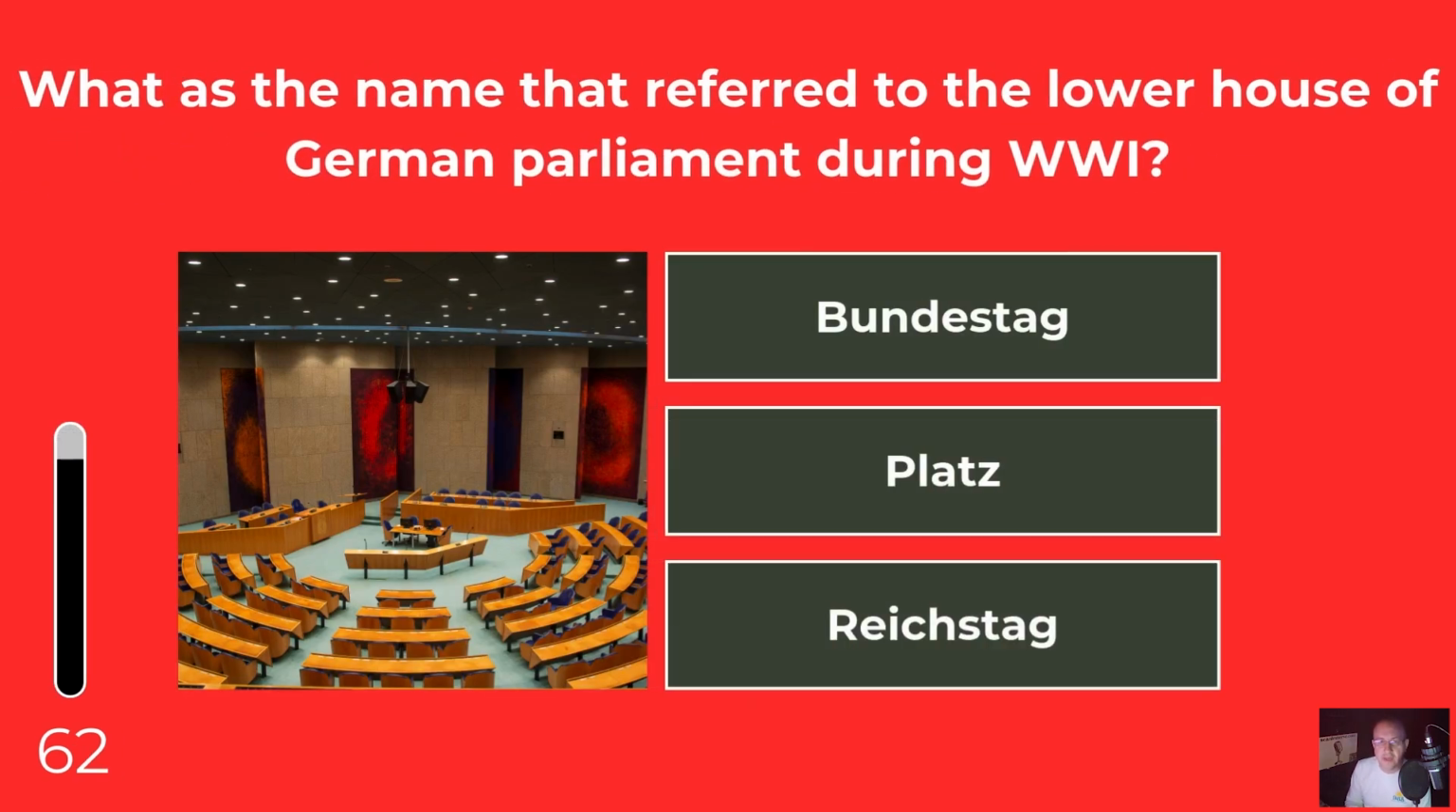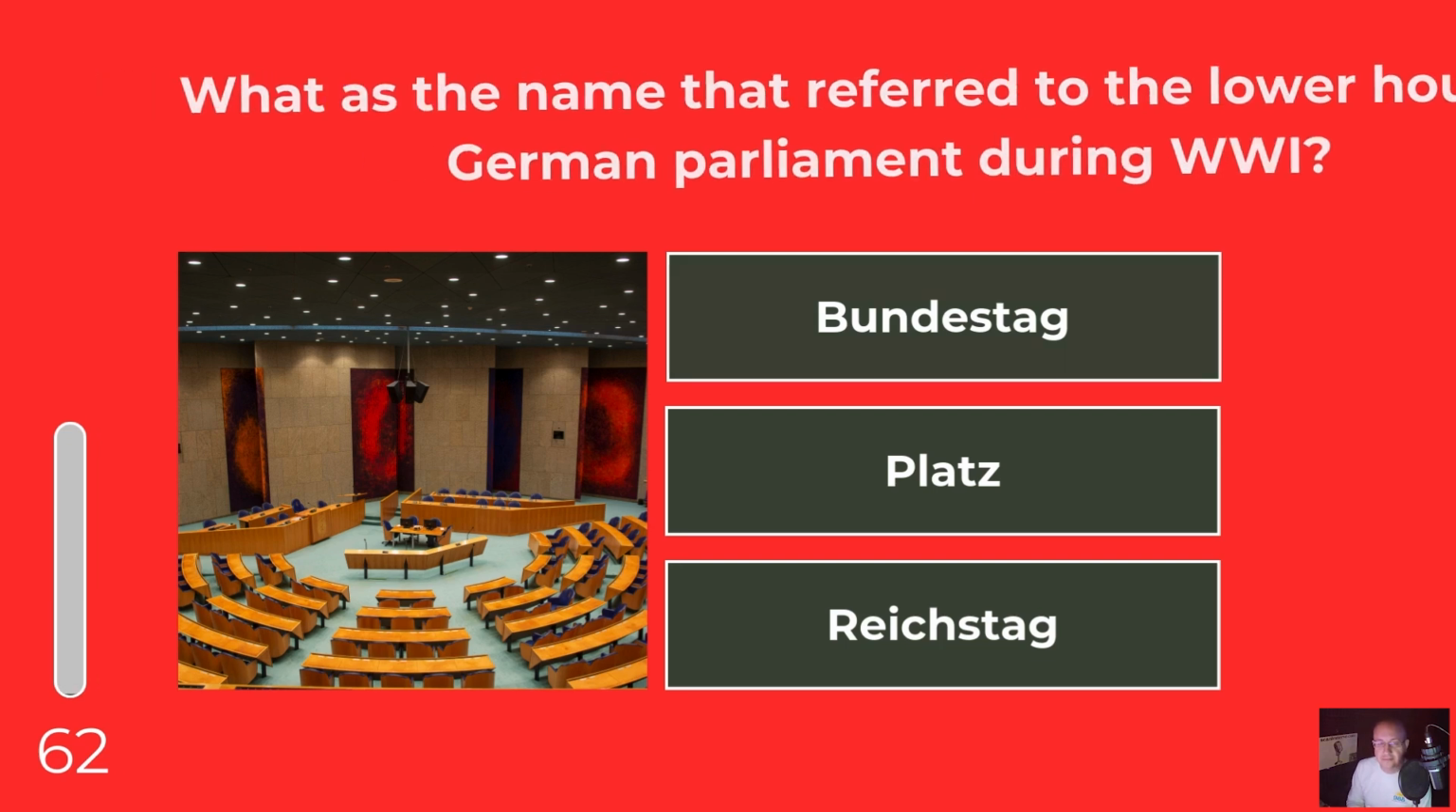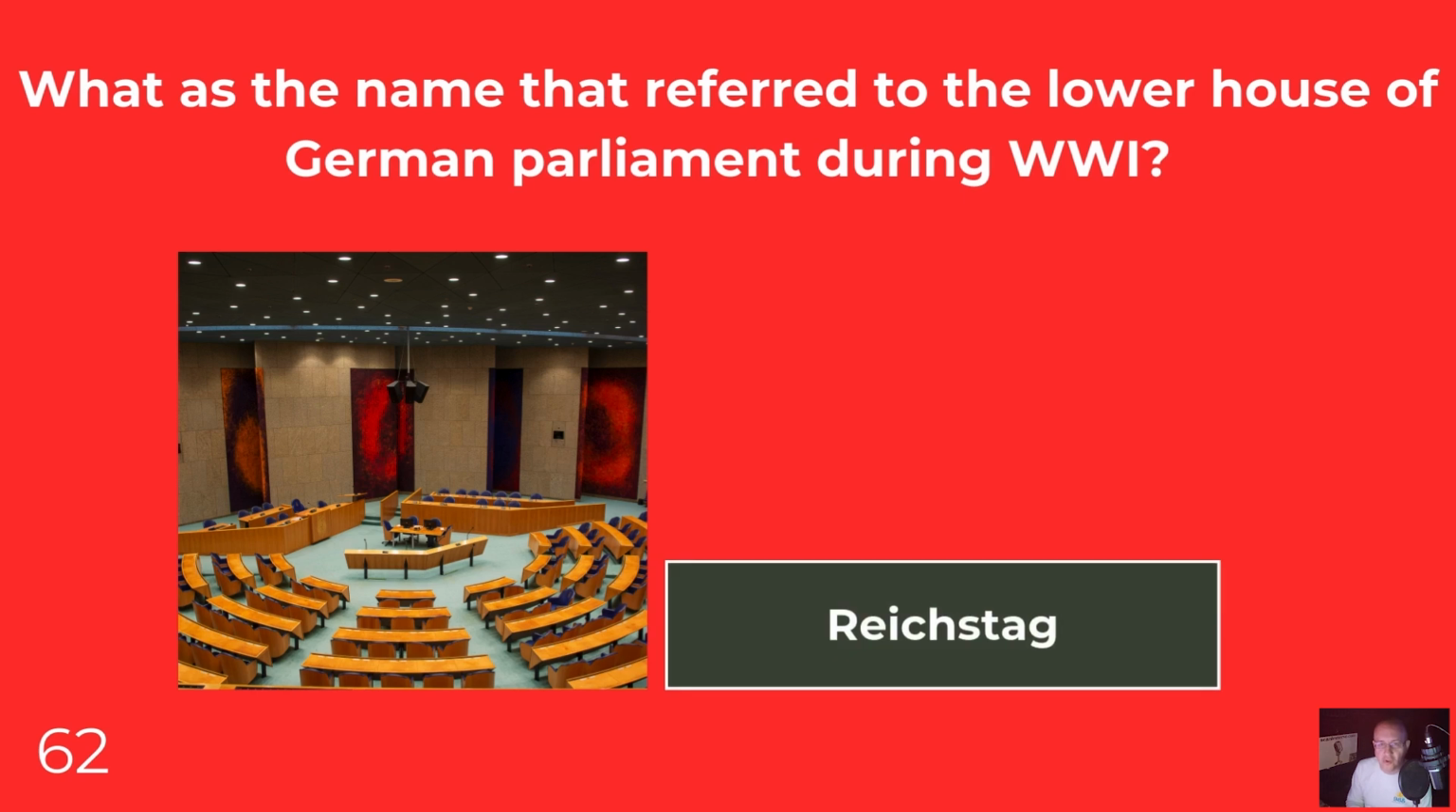What was a name that referred to the lower house of German parliament during World War I? Was it the Bundestag, the Platz, or the Reichstag? The lower house was the Reichstag.